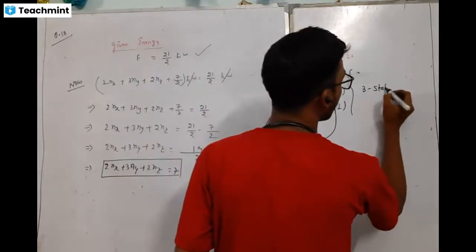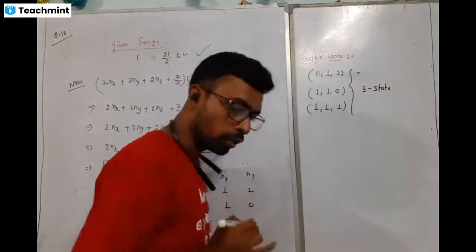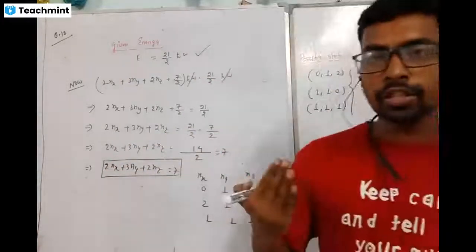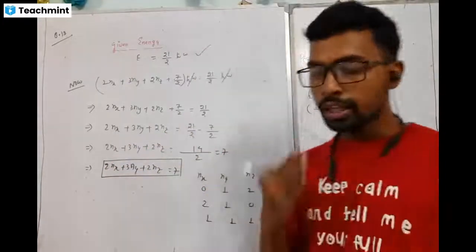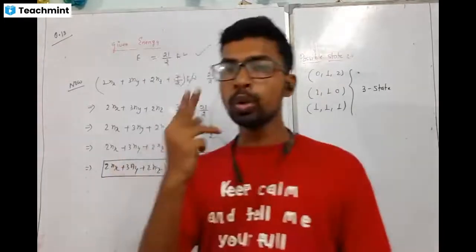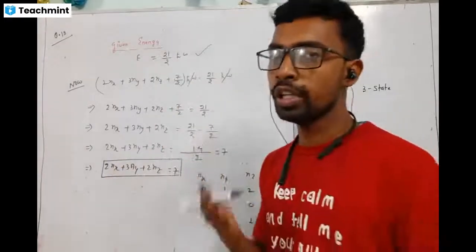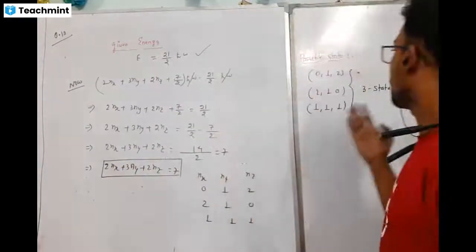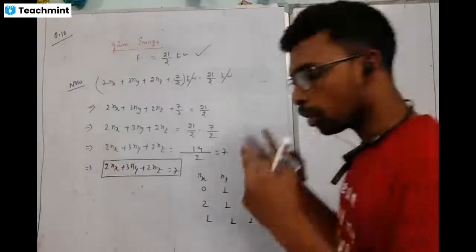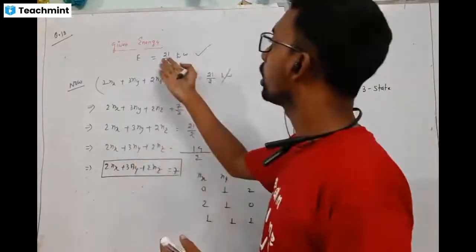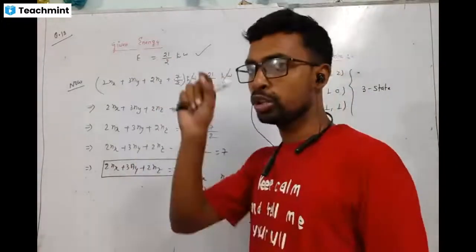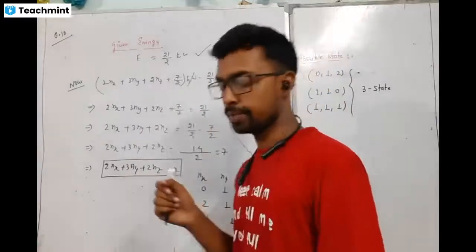As we know, according to Hund's principle, each state can only accommodate 2 electrons. Each state consists of only 2 electrons. So we get 3 states. So the total or maximum number of electrons that can be accumulated within this energy level is equal to 3 cross 2. It's equal to 6.